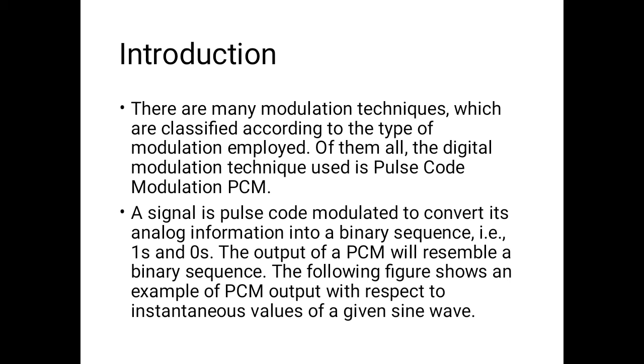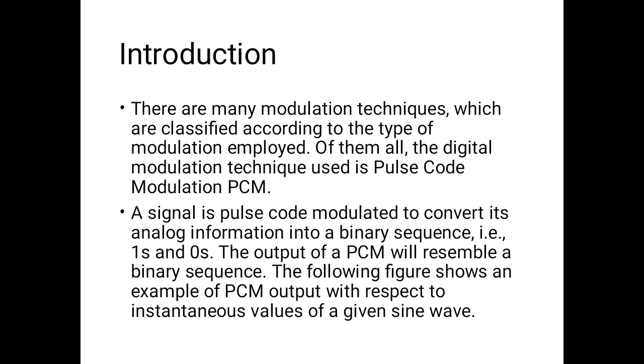If a signal undergoes PCM, its analog information is converted into a binary sequence, that is ones and zeros. The word binary means only 2 bits, 0 and 1. 0 means low and 1 means high, or 0 means false and 1 means true, or 0 means ground and 1 is VCC. You can say that in any language. The output of a PCM will resemble a binary sequence.